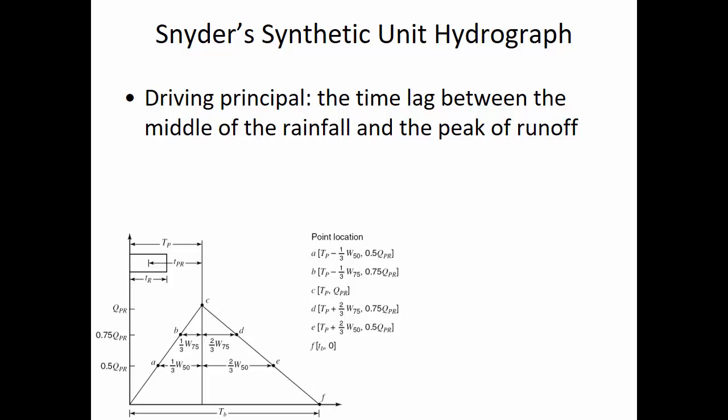And think about the curve that we've seen before. It's a lot more smooth with a gradual increase coming to a peak and then gradually tapering down and slowly returning to the base flow. Snyder synthetic unit hydrograph doesn't allow for that kind of characterization. It just assumes that you have a linear increase to a peak and then a linear decrease back down to the base flow or back down to the zero flow rate.